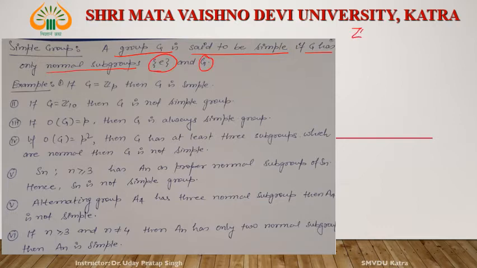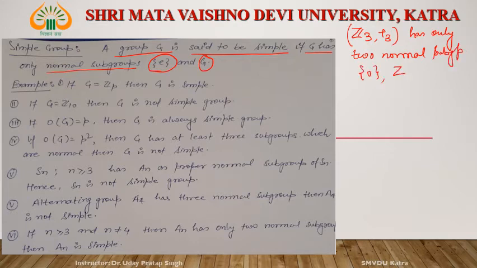For example, Z3 with respect to addition modulo 3 has only two normal subgroups, that is 0 and Z3 itself, right? Then by definition, this Z3 with respect to addition modulo 3 is a simple group. Okay.